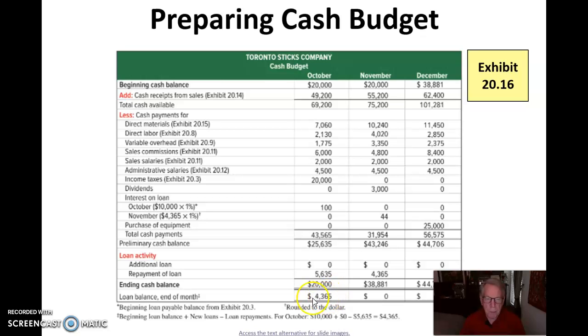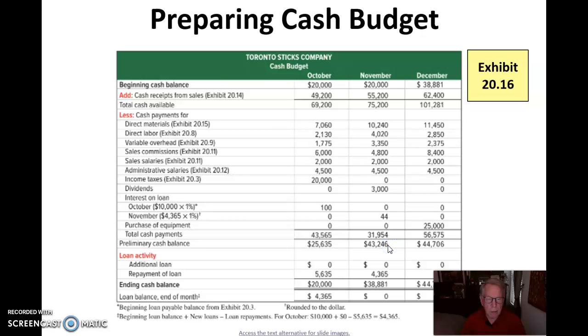And so now you'll see here that's 1% of the 4365. That's our interest for that. So away we go with November, same kind of thing. Throw in another $44 for interest and $3,000 for dividends. That kicks us up to $31,954 cash balance.